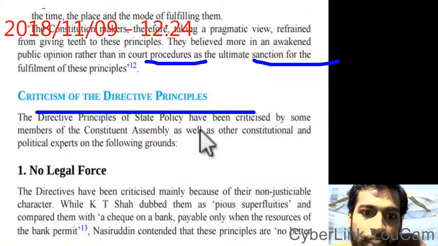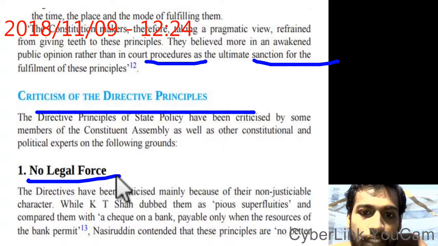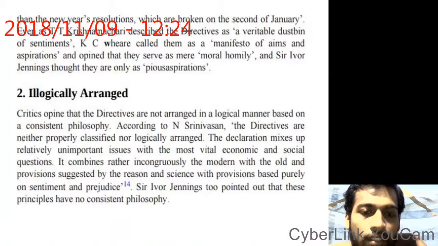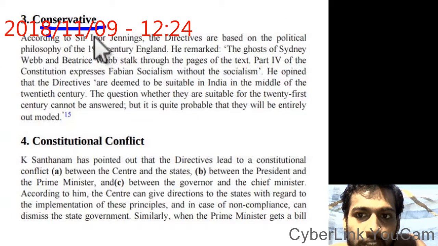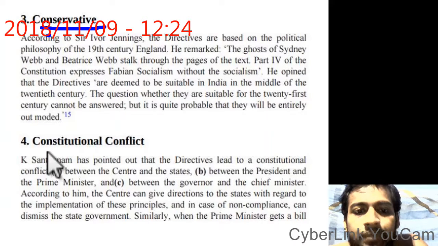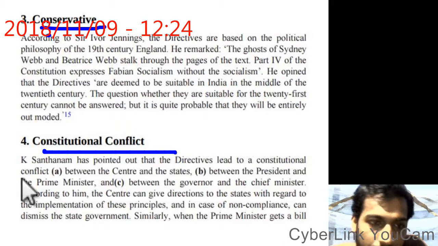Criticism of the directive principles: they have no legal force, they are an illogical arrangement, and they are mainly conservative. Some important persons also raised the point of constitutional conflict.